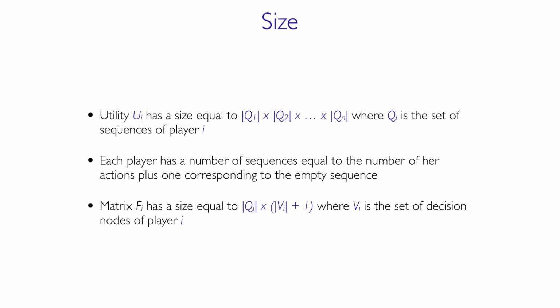The size of the utility function of a player is exponential in the number of players and linear in the number of sequences of a player. Each player has a number of sequences equal to the number of her actions plus 1 corresponding to the empty sequence. Finally, the constraint matrix Fi has a size equal to the number of sequences multiplied by the number of information sets plus 1. This shows that the sequence form representation has a size that is linear in the game tree size.